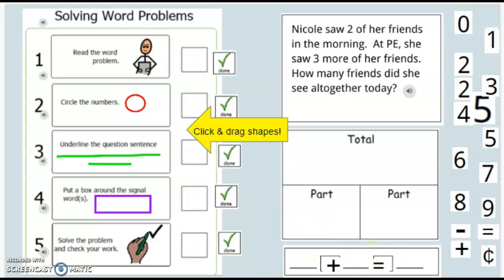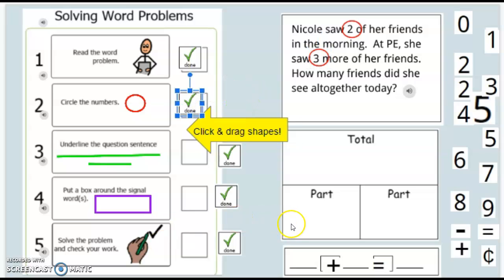Let's do one more together. Solving word problems. Step 1, read the word problem. Nicole saw 2 of her friends in the morning. At PE, she saw 3 more of her friends. How many friends did she see altogether today? My first step is done. Step 2, circle the numbers. I see the number 2 and the number 3. Done with step number 2.